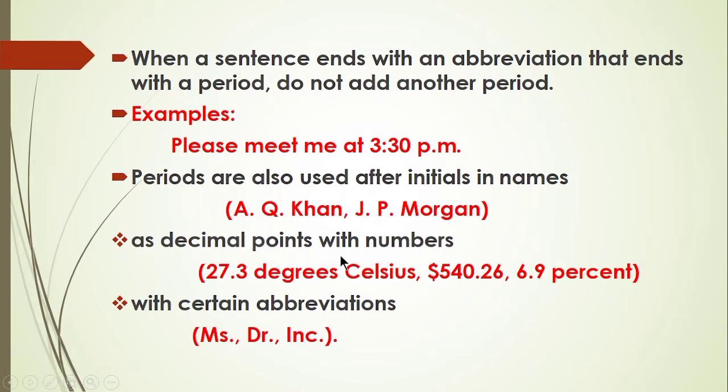Periods are also used as decimal points with numbers. So when we have decimal points with numbers, we also put a period, like 27.3 degrees Celsius, 540.26, 6.9%. So here this point is also a period. Periods are used with certain abbreviations too, like Miss, Doctor, Inch, etc.